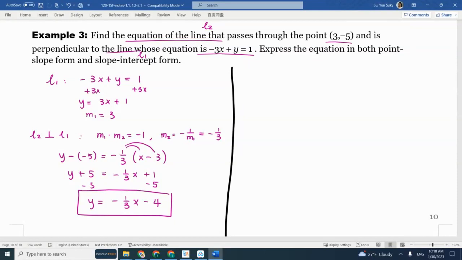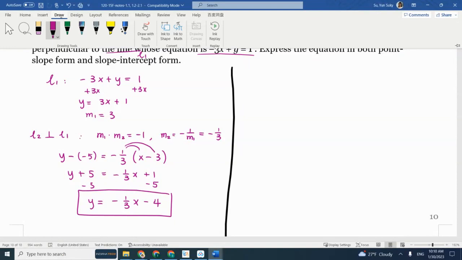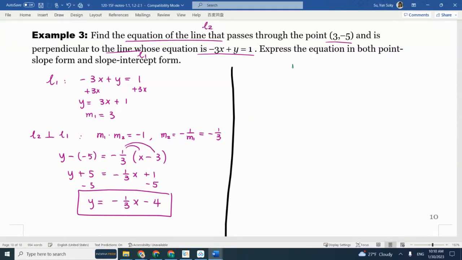Here. Now, how about instead of perpendicular, how about if our line 2 is parallel? So if line 2 is parallel to line 1, what do we do? Well, this step is the same, right? We still have line 1, we want to find the slope. But now line 2 is parallel to line 1. Sometimes we use this symbol for parallel to line 1. Have you seen this symbol before?